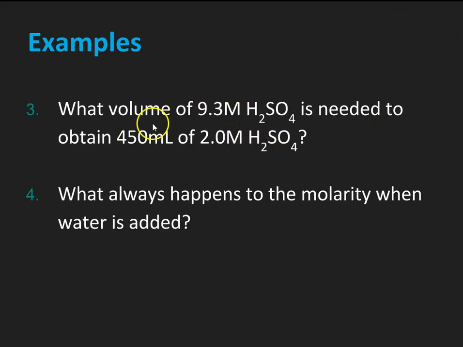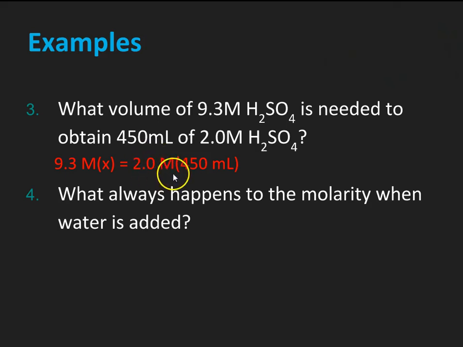Now this one's a little bit different. What volume of 9.3 molar H2SO4, that's sulfuric acid, is needed to obtain 450 milliliters of 2 molar sulfuric acid? So these are actually our final volumes and concentrations. This is after it's diluted. So it's asking how much of your more concentrated solution do you need to take out to dilute it to the 450. Still doing it the same way.